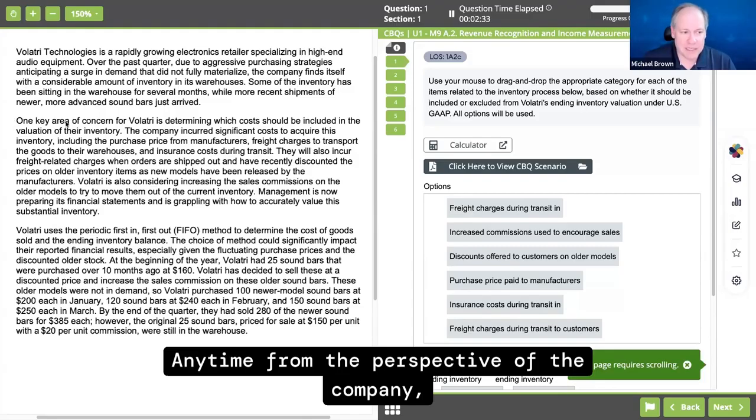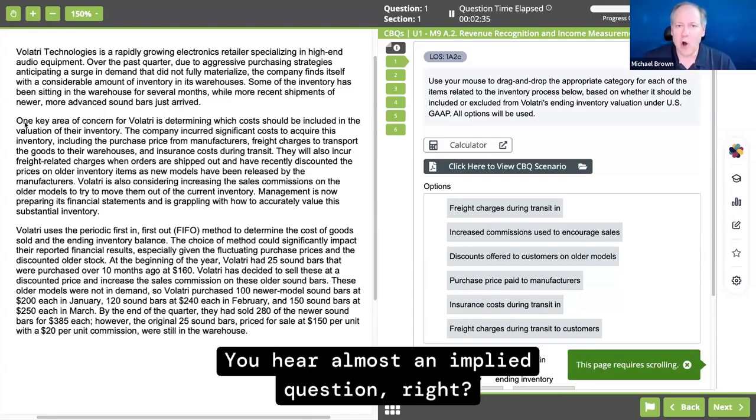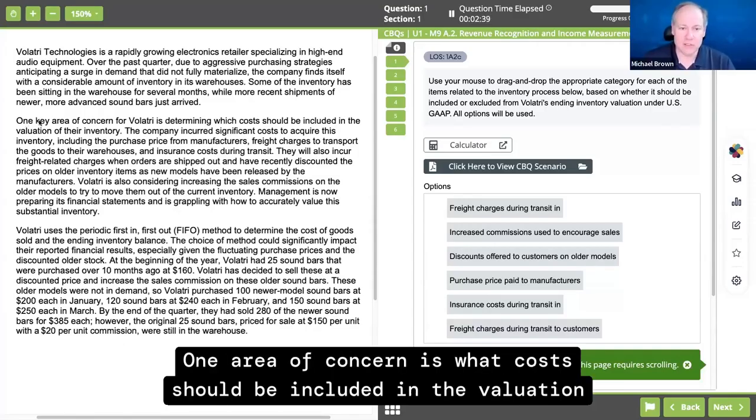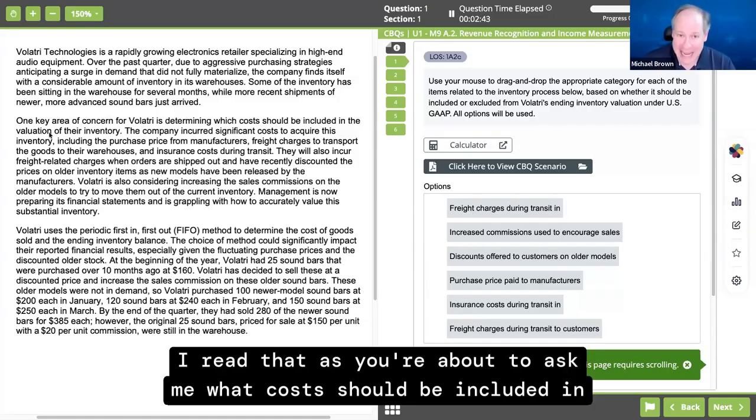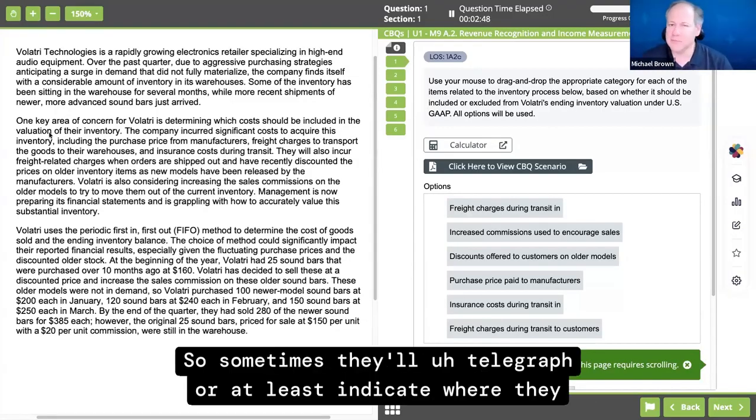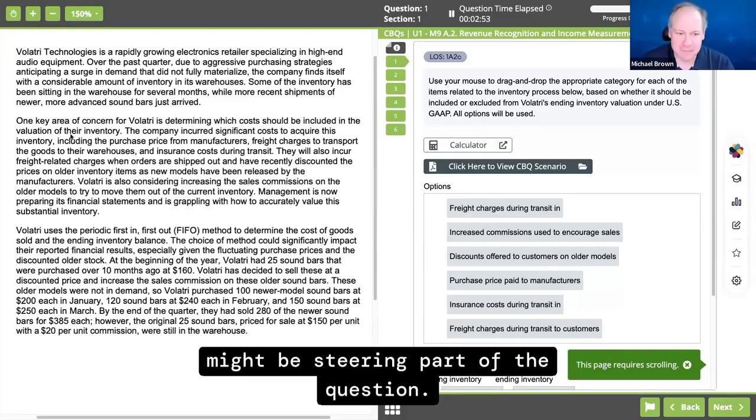Now, quick side note here. Anytime, from the perspective of the company, you hear almost an implied question, right? One area of concern is what costs should be included in the valuation of inventory. I read that as you're about to ask me what costs should be included in inventory. So sometimes they'll telegraph, or at least indicate, where they might be steering part of the question.